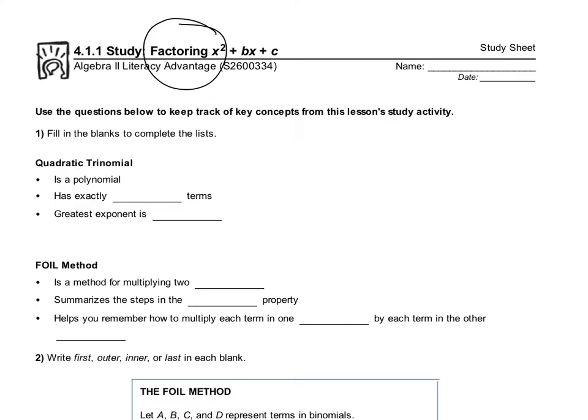So a quadratic trinomial is a polynomial. Polynomial means it has many terms, so it could be like x squared plus 7, something like that. A quadratic trinomial has exactly 3 terms. That's where the trinomial comes from. And its greatest exponent is 2. So that means it's going to be x squared plus blah, blah, blah. That's how a quadratic trinomial is going to look.